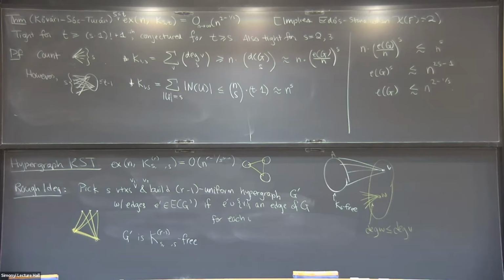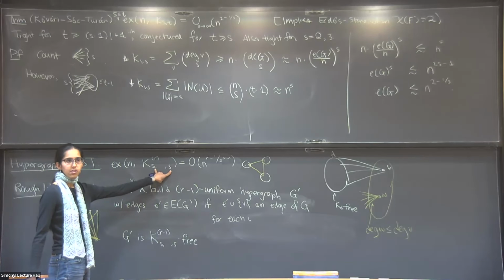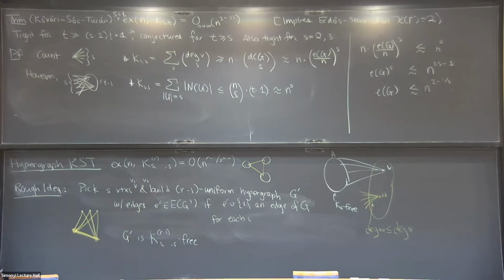Is this bound tight? I think it's also known to be tight for some regimes, but it's not known to be tight for all S. Or sorry, it's known to be tight for some regimes of S1 through SR if they were all distinct, but it's not known to be tight for all S. Although the construction there is quite interesting.